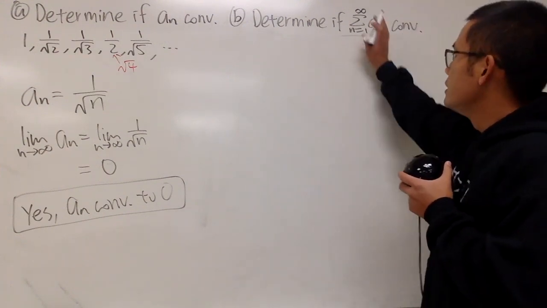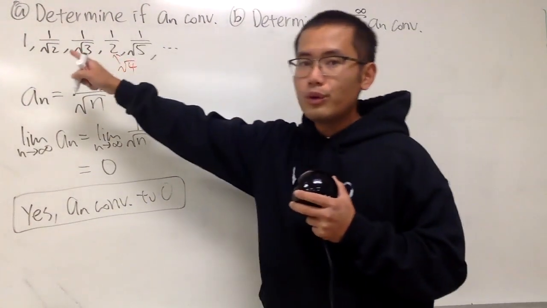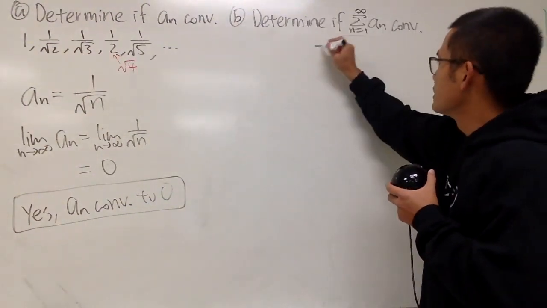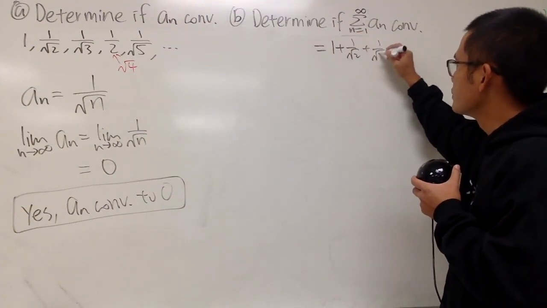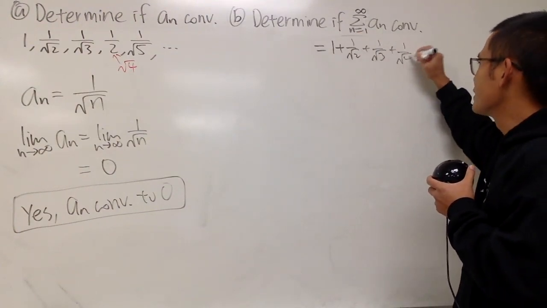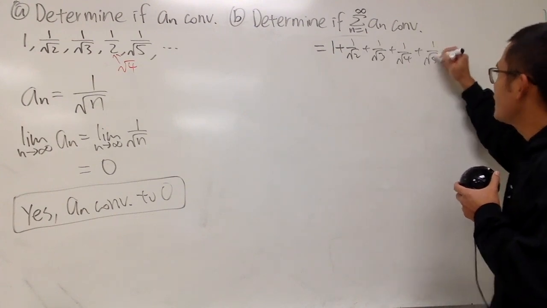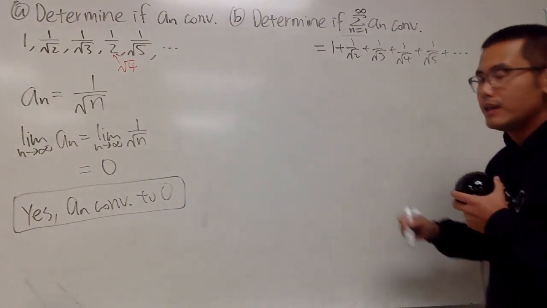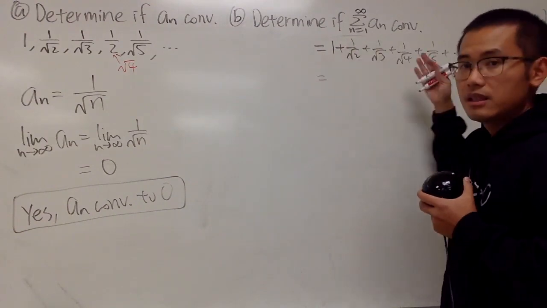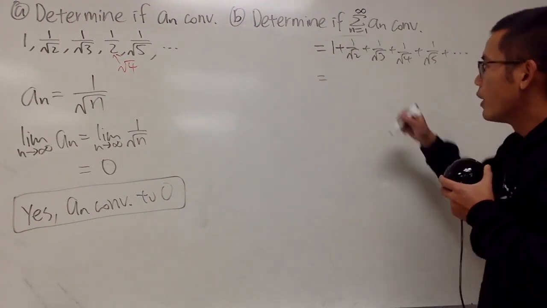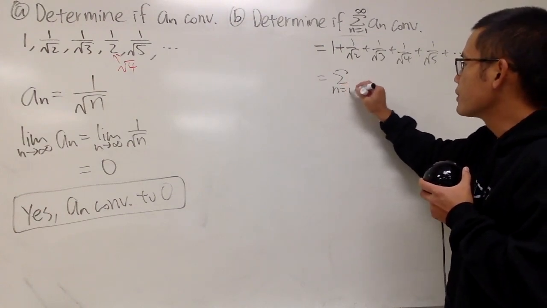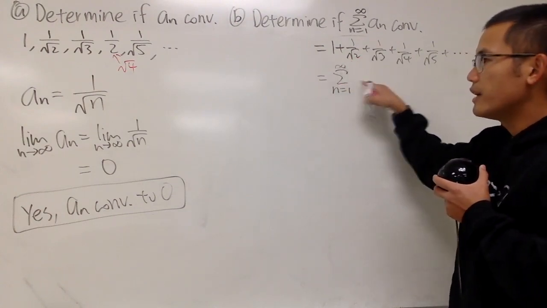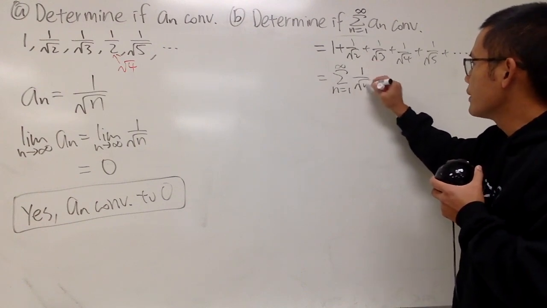As a reminder, this right here means what? We are going to add everybody up. So let me just put this down. We are going to add up 1 plus 1 over square root of 2 plus 1 over square root of 3 plus 1 over square root of 4, and then 1 over square root of 5, and so on, so on, so on. And does this have a finite sum? Well, that's what the question is. And then let me just put on the summation, the sum from 1 to infinity of an, which is 1 over square root of n.